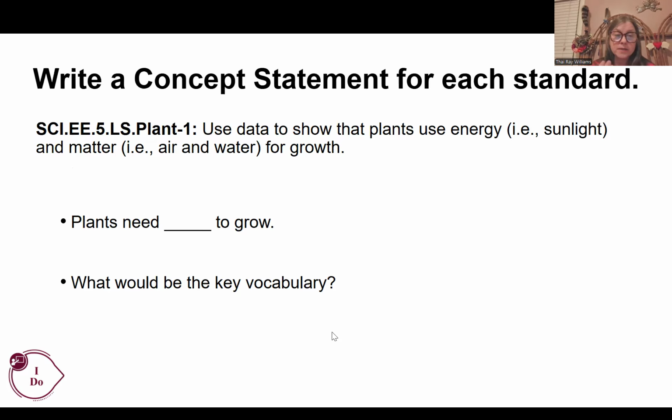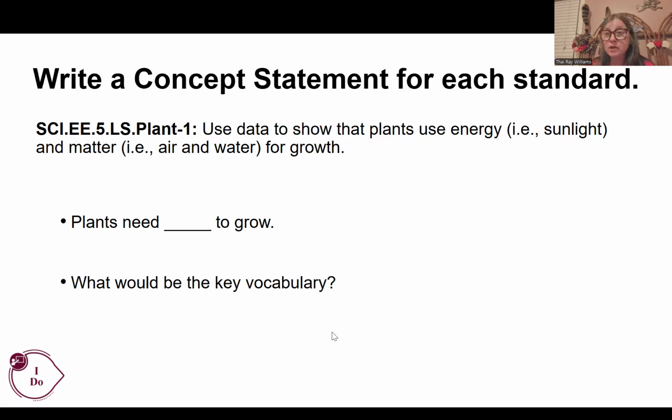So we're going to write a concept statement for each of these standards. I'm going to do the first one, and then you're going to do the next two, and then you're going to go back and do the one for your standard. So for this one, let's look at it. This is a fifth grade life science standard. The students are going to use data to show that plants use energy, specifically light, and matter, which we're referring to obviously as air and water, for growth. So they're going to use data to show that plants use energy and matter for growth.